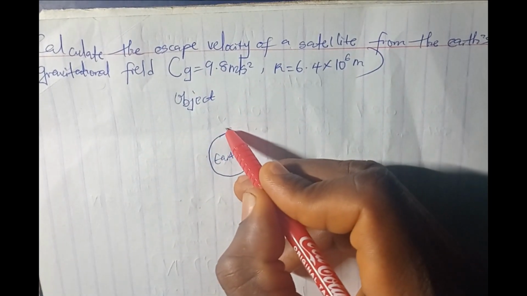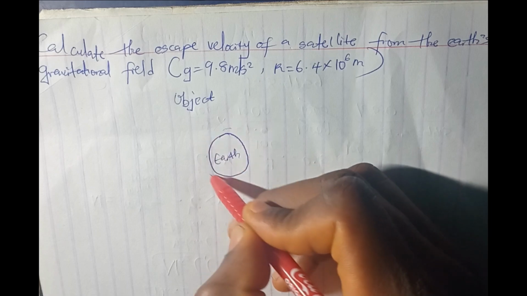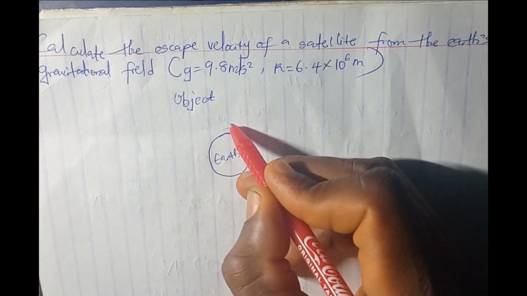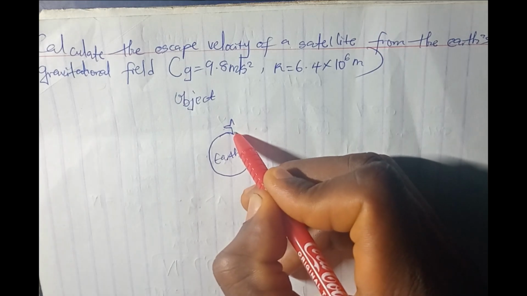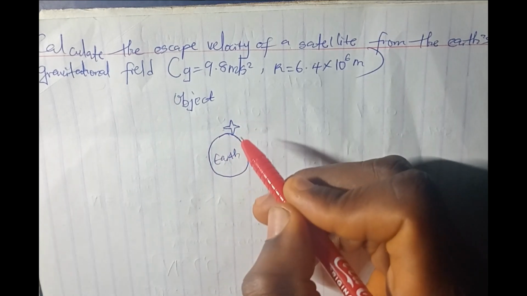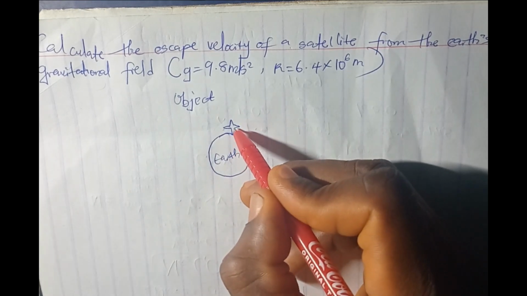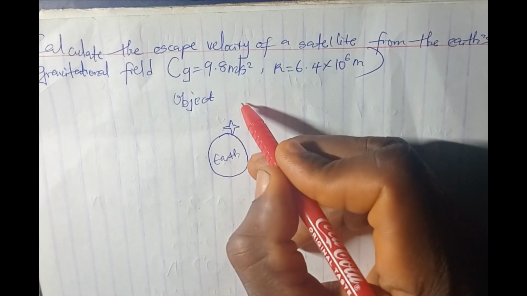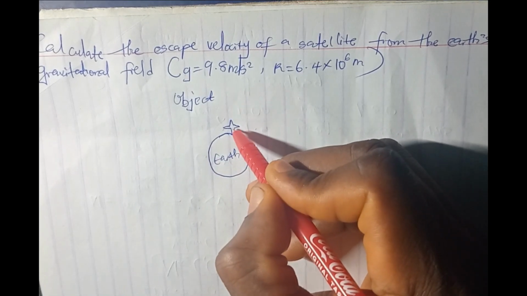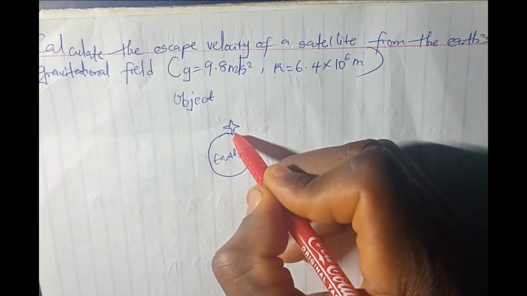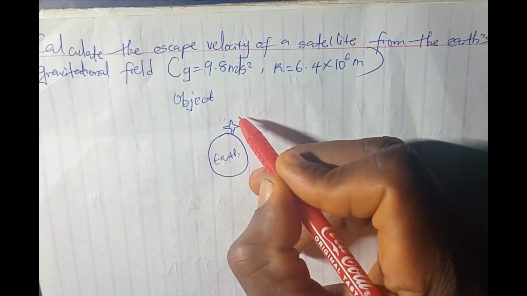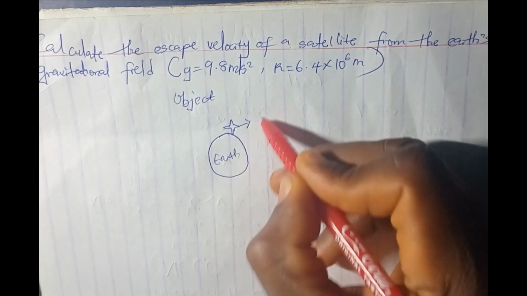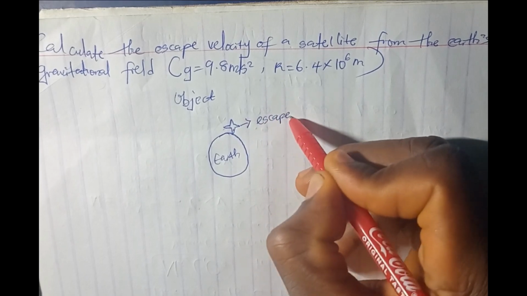Now, we have objects that are on the surface of the Earth. Let's take, for instance, an aeroplane. The minimum velocity, the smallest velocity for this aeroplane to escape the gravitational influence of the Earth is escape velocity.